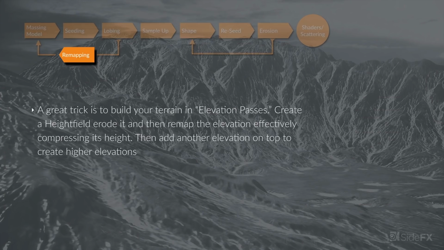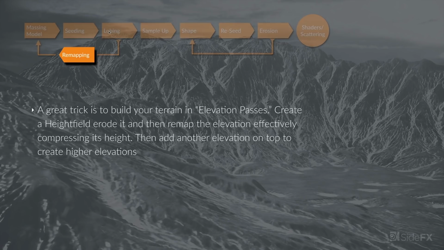So the next step in my workflow is often to do remapping. And I think it's a great trick to build up your terrain in elevation passes. Remember, the steeper it is, you're going to get more water flow going down. You're probably going to get deeper cuts. So what I like to do is exaggerate it, as I said earlier, and then smash it down to create these different layer elevations. And then I could repeat this process of creating a massing model, seeding, and lobing, another pass to build it up, or maybe 3 passes total, depending on the complexity of the scene. So let's just do that quickly.